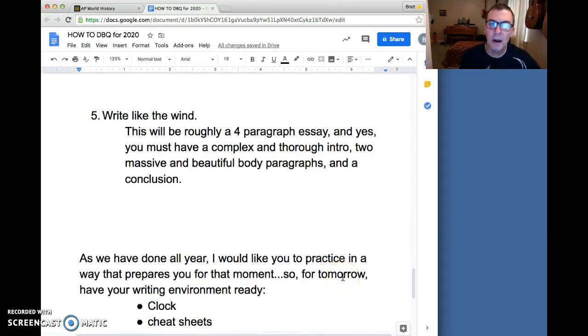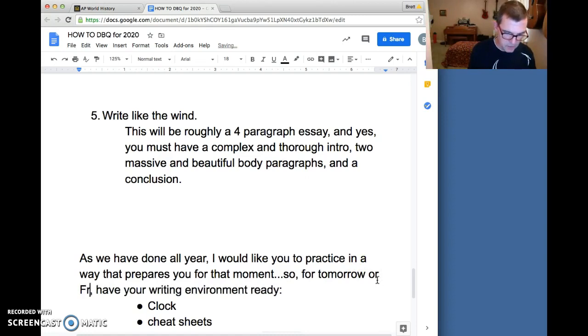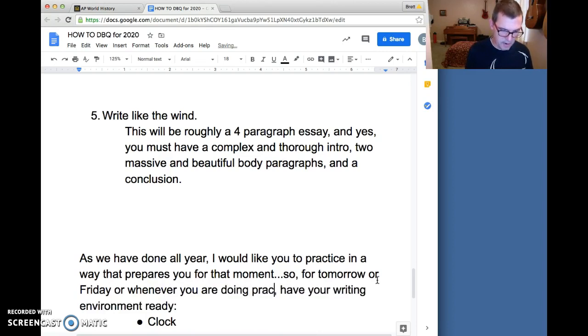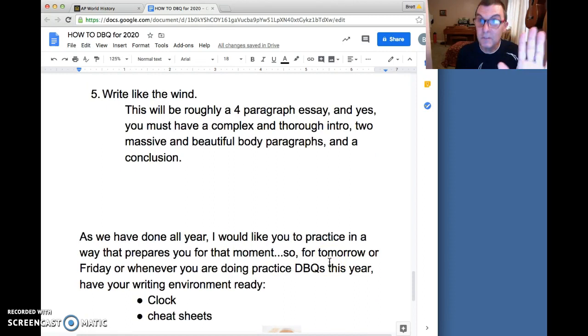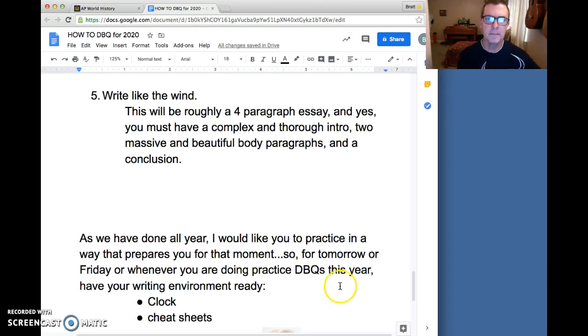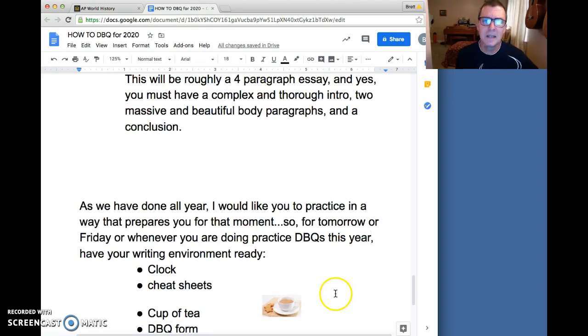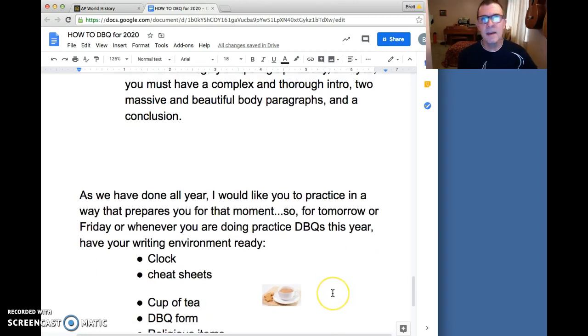As we've done all year, I would like you to practice in the way that prepares you for that AP exam moment. So for tomorrow or Friday or whenever you are doing practice DBQs this year, yeah? Have your writing environment ready. Have your clock so that you're ready with your 45 minutes. Have your cheat sheets there so you can grab a cheat sheet and go right to it. Have a cup of tea or whatever. Have your DBQ form, and then, hey, I don't only want you to cool the soup.